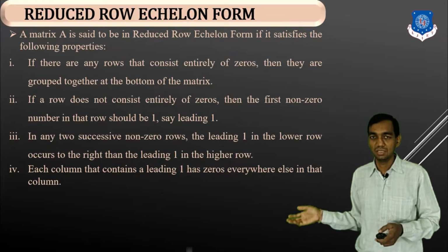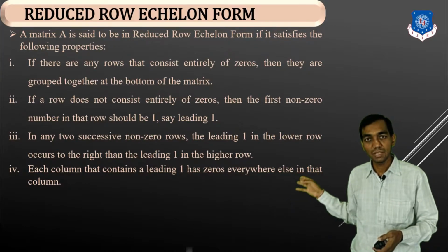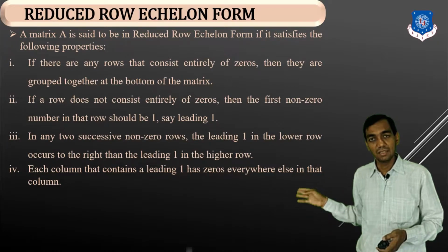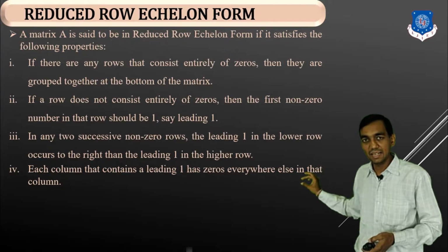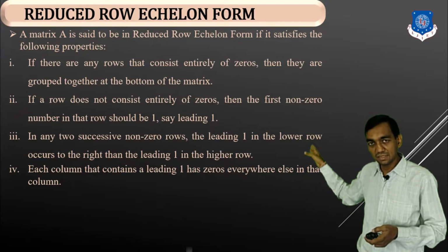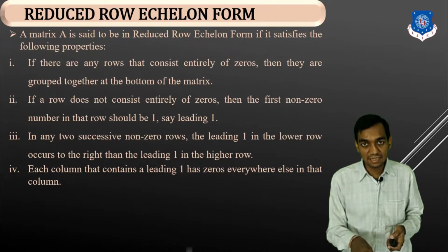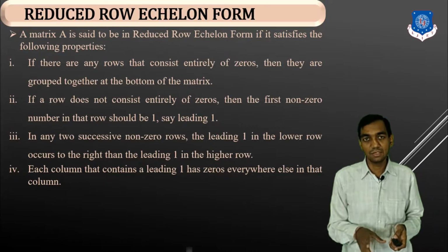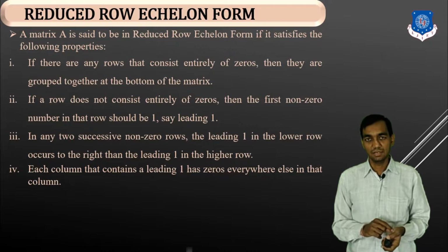And the fourth condition: each column that contains a leading one has zeros elsewhere in that column. That means except for the leading 1, all the entries in that column must be 0. All the entries of that column other than the leading 1 must be 0. This is the extra condition for a reduced row echelon form.